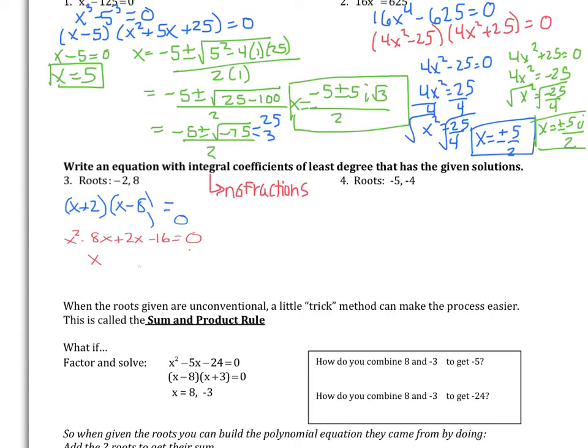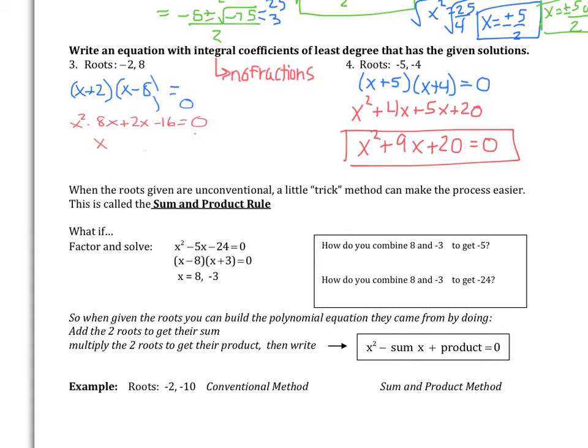Alright, so the next one again, we're going to start by turning the roots into factors. When you do that, you're basically just giving the factor the opposite sign of the root, and then again, FOILing so that you can get your final answer, x squared plus 9x plus 20 equals 0.